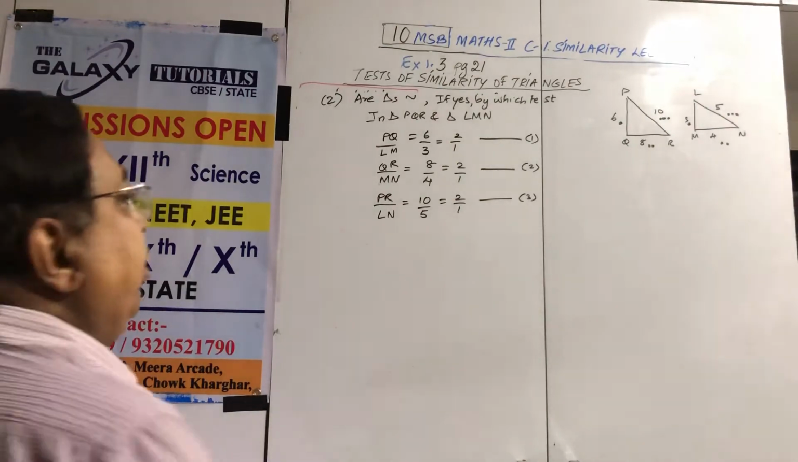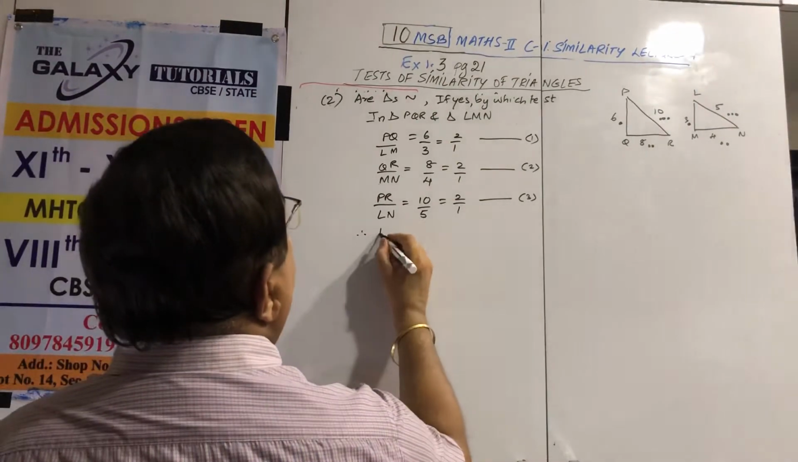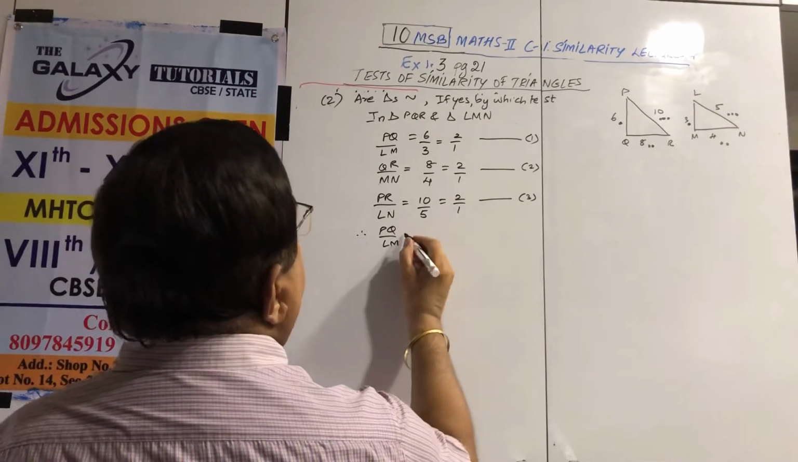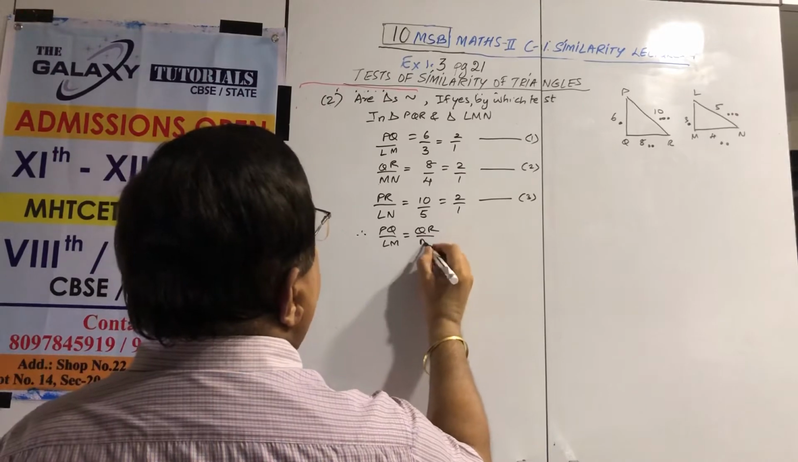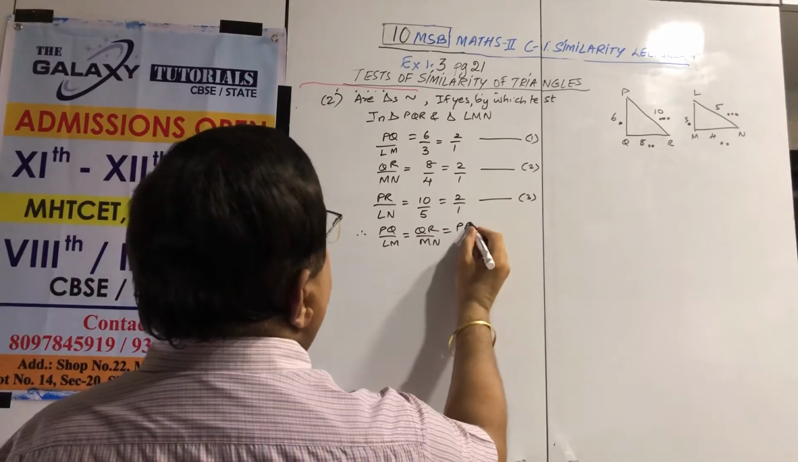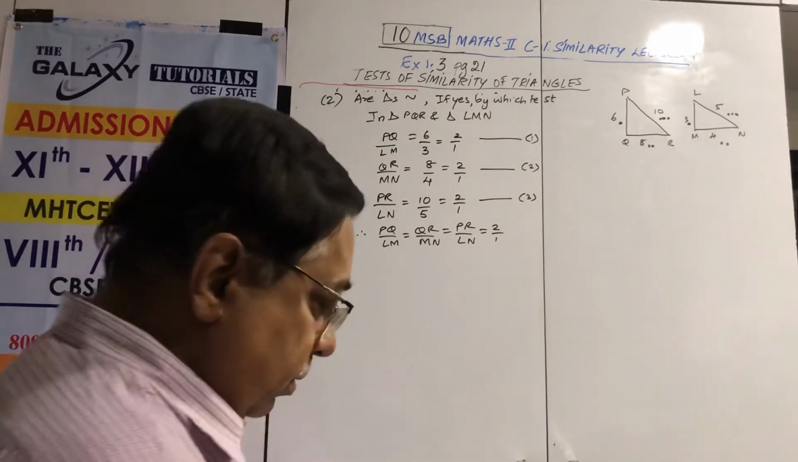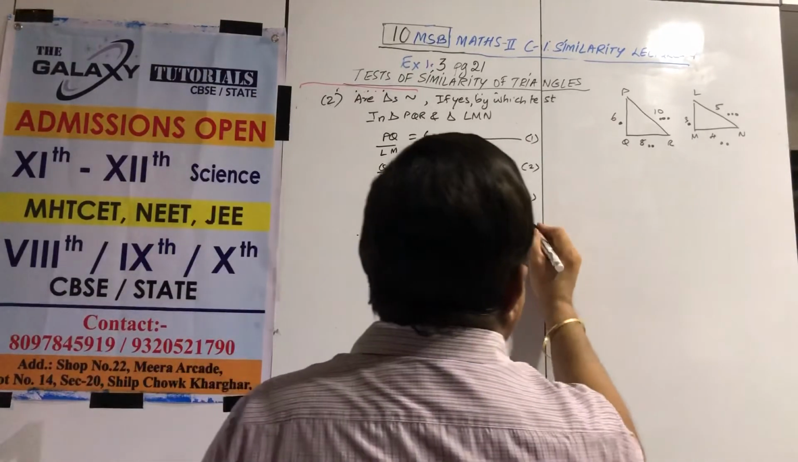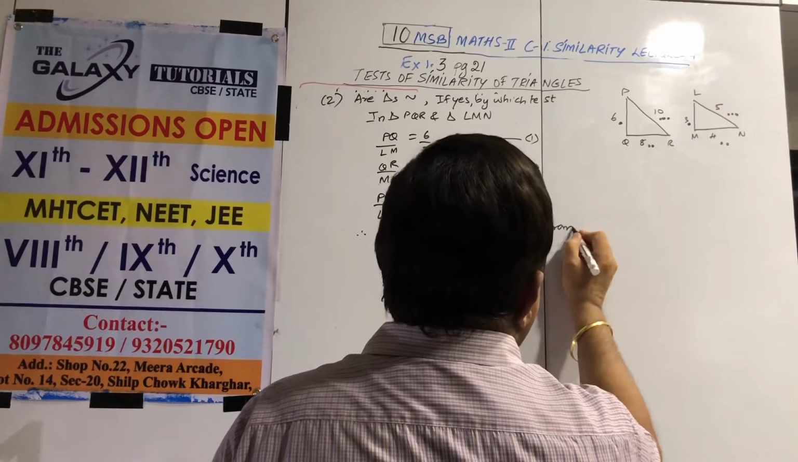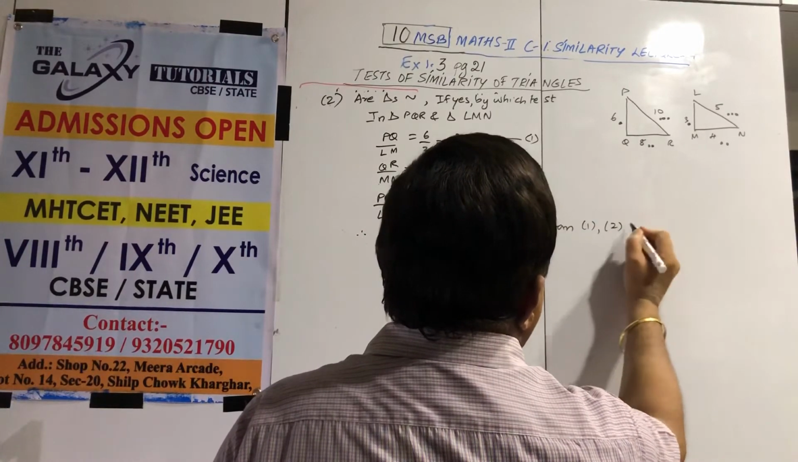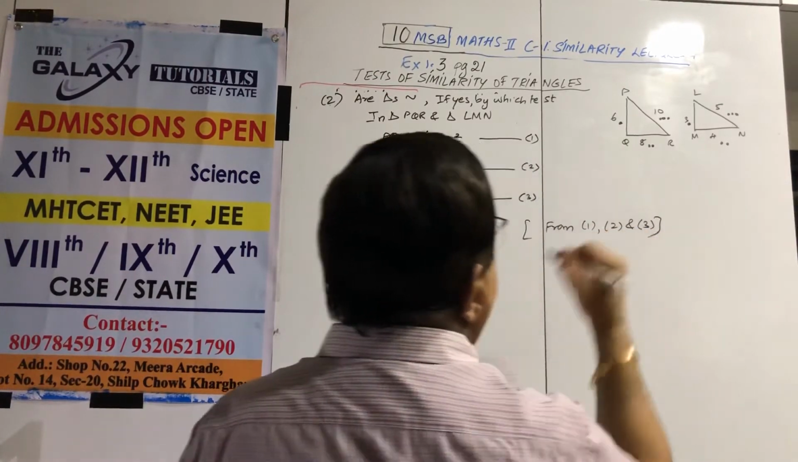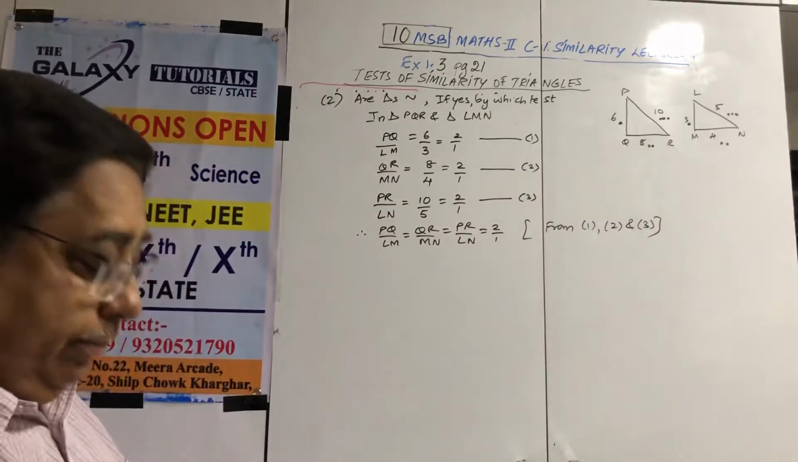Okay, I'll bring all these three together. Therefore, PQ upon LM is equal to QR upon MN is equal to PR upon LN. That is, all are 2:1. Okay, how did I get this? From 1, 2 and 3. I brought all the three together.